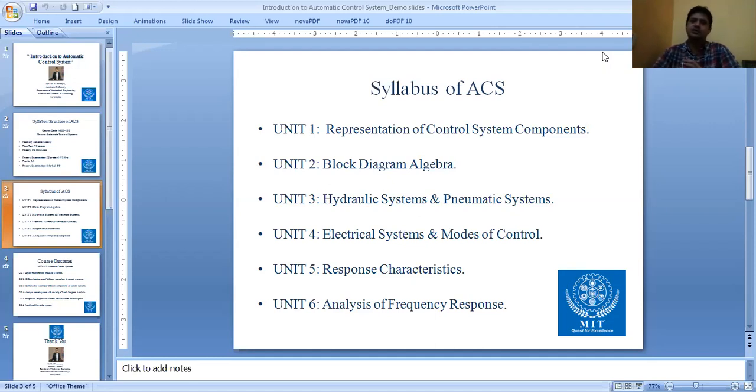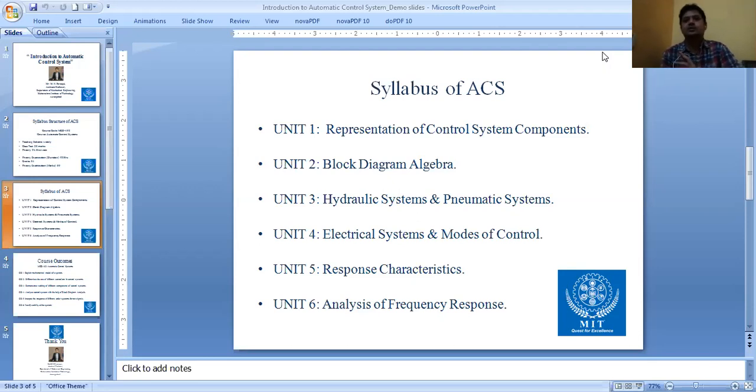Unit number 4, of course, will talk about the electrical systems. We are going to see different kinds of electrical systems and various electrical modes of control, how we can control the systems. Basically, the control mode starts from this unit. And unit number 5 will talk about different kinds of responses. Basically, we classify systems and then we give inputs and we study those outputs. So when we have those outputs, how those outputs are categorized and characterized.